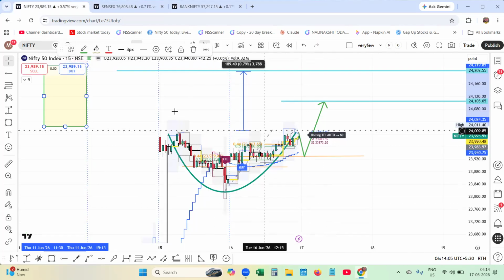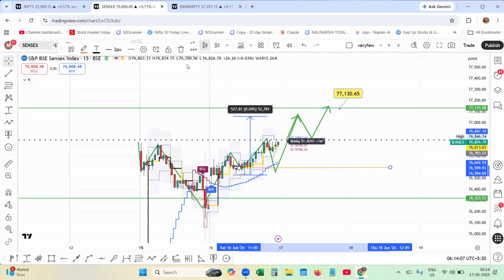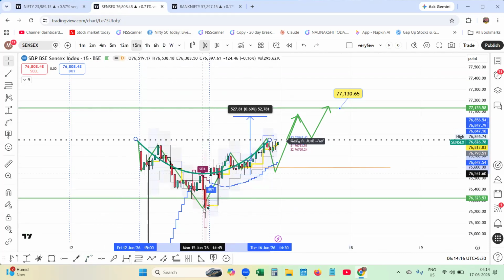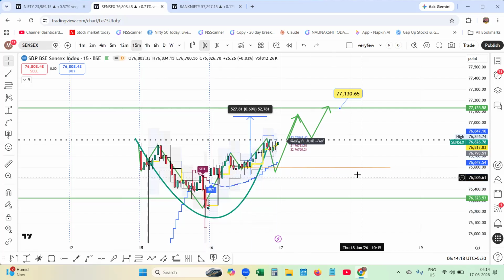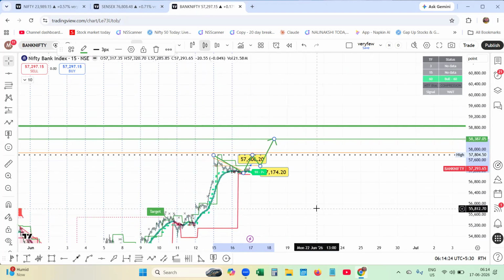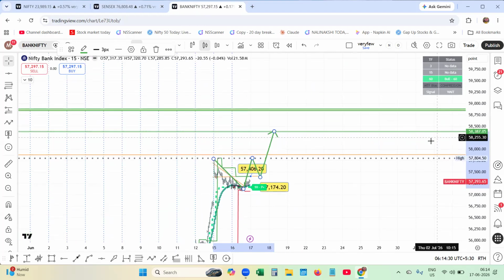Nifty is forming a cup-shaped pattern. Sensex is also forming a cup-shaped pattern. Same type of pattern with a little bit of difference, and the Bank Nifty is forming a falling wedge, and the immediate target you can anticipate is 50,830.